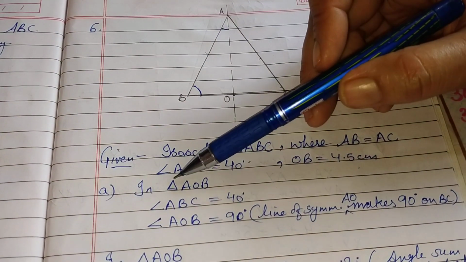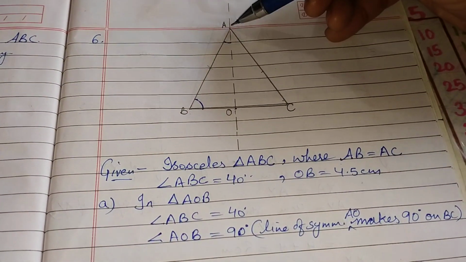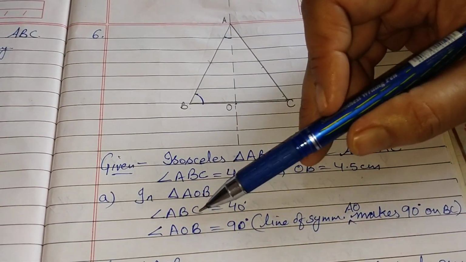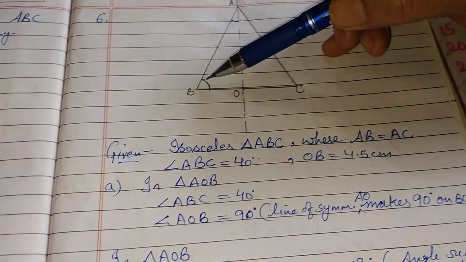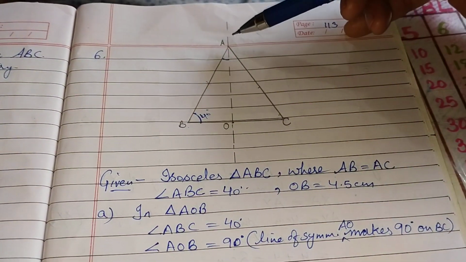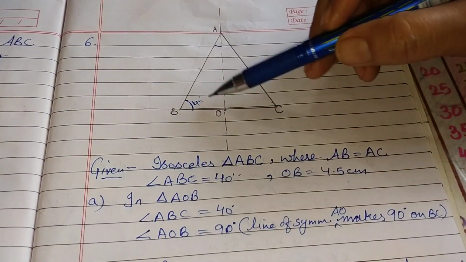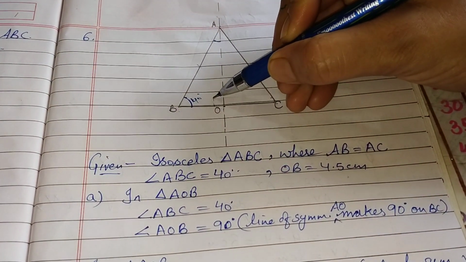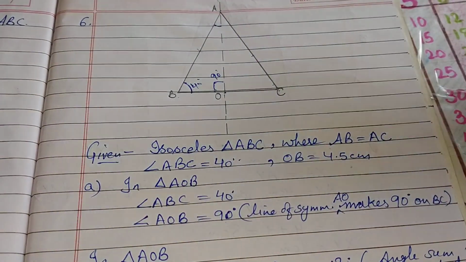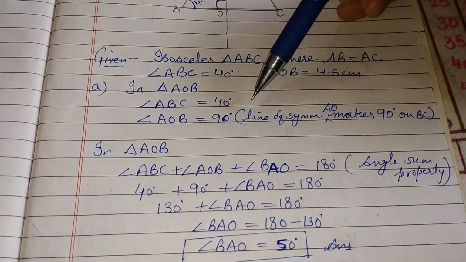Clear? Now in the first part, part A, we will solve first. In triangle AOB, this triangle we will take. This angle is 40 degree. And angle AOB, it is given that AO is the line of symmetry of BC. It means this line of symmetry is making 90 degree angle with this BC. We can write angle AOB is 90 degree. Here we will give the reason.